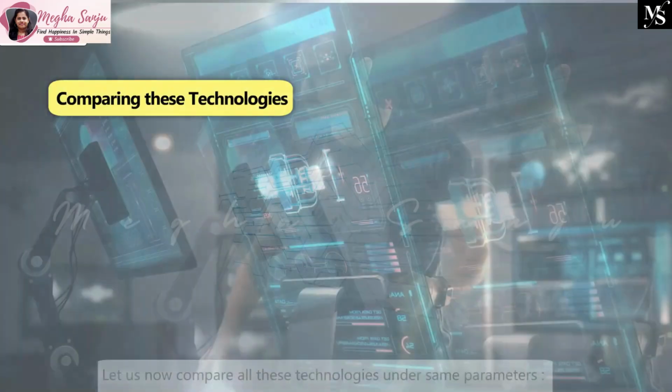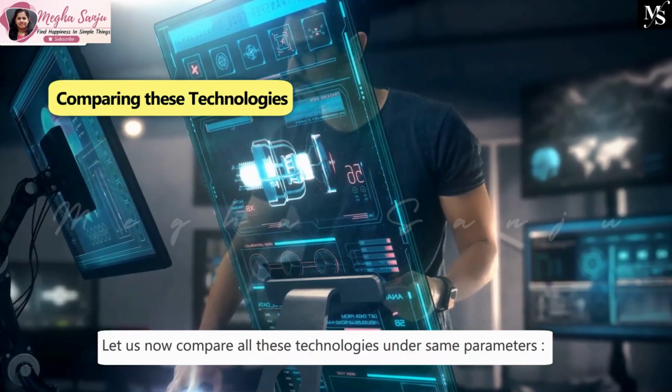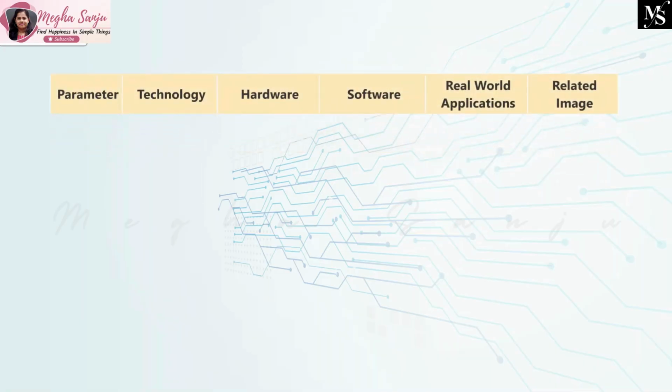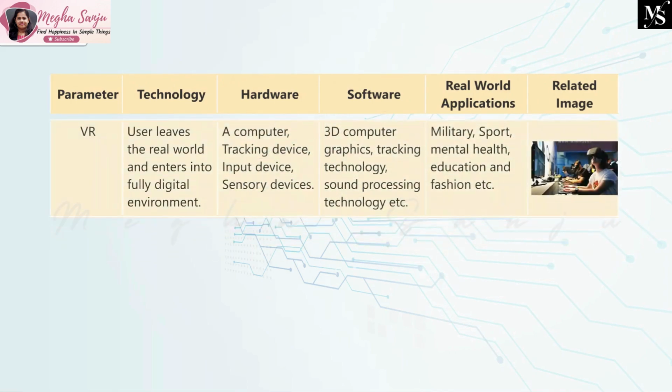Comparing these technologies. Let us now compare all these technologies under the same parameters. Parameter, technology, hardware, software, real-world applications, related image. VR. User leaves the real world and enters into a fully digital environment. A computer, tracking device, input device, sensory devices. 3D computer graphics, tracking technology, sound processing technology, etc. Military, sport, mental health, education, and fashion, etc.